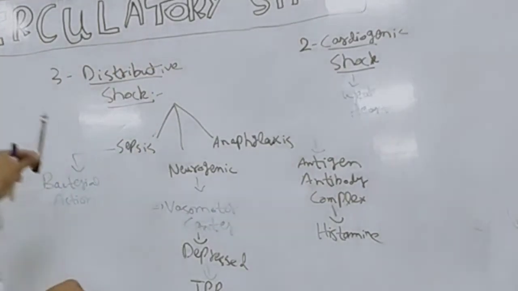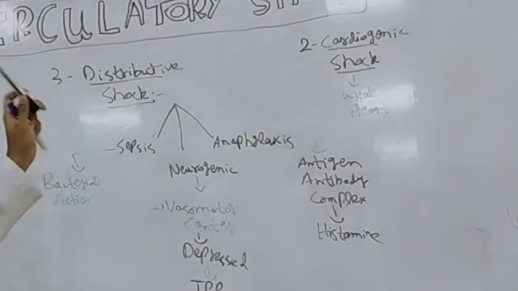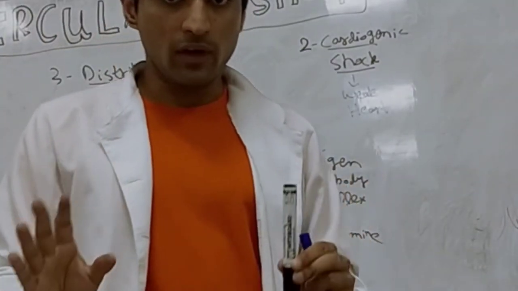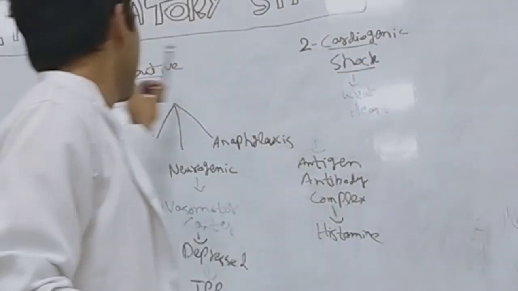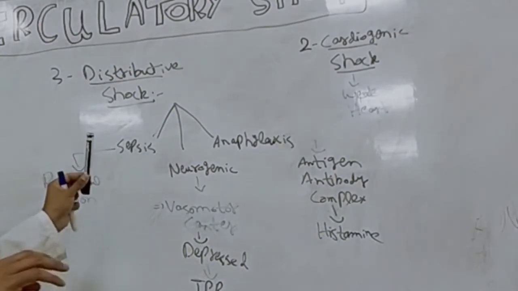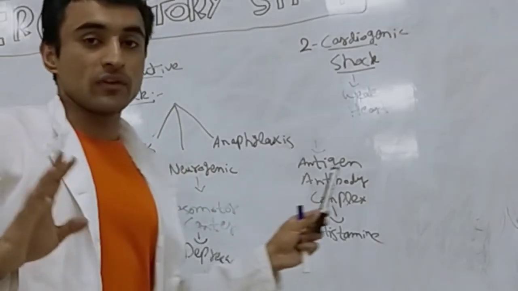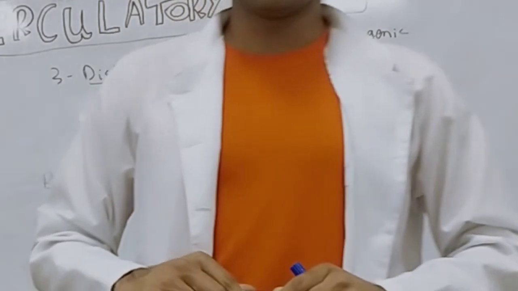So these were the three classifications of circulatory shock: hypovolemic shock, cardiogenic shock, and distributive shock. And I have told you about the three classifications of the circulatory shock in detail, and hope you have understood it well.